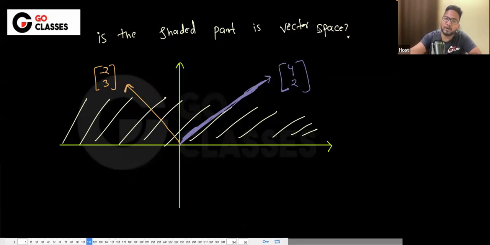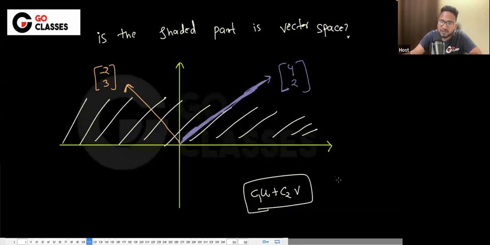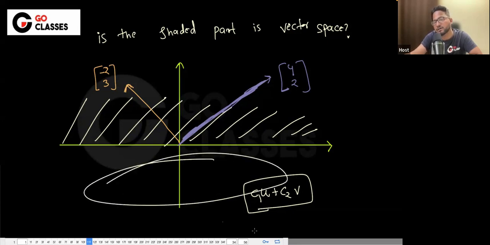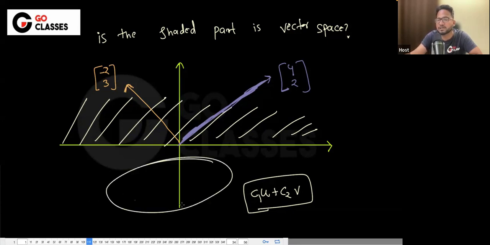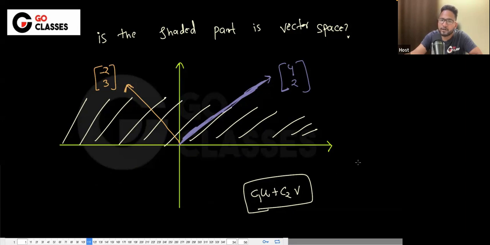Okay, remember you can do any linear combination, which means c1u plus c2v. Just do any linear combination and tell me, is there any possibility that y becomes negative, and the vector after the linear combination is here? Tell me. Just think about it.